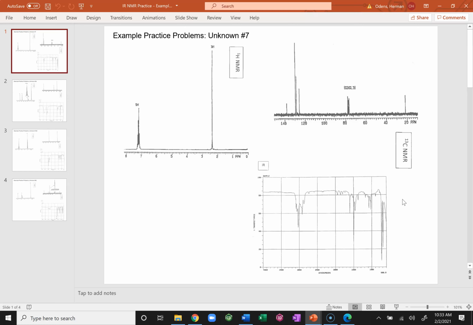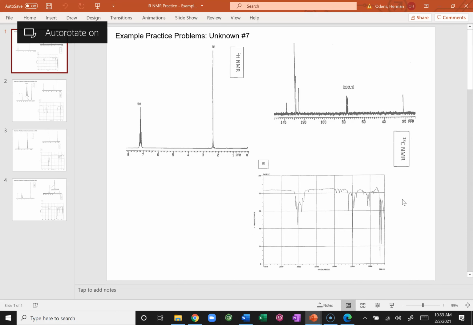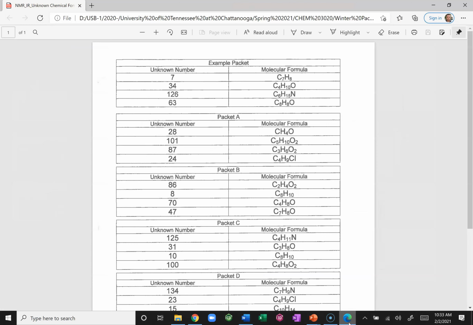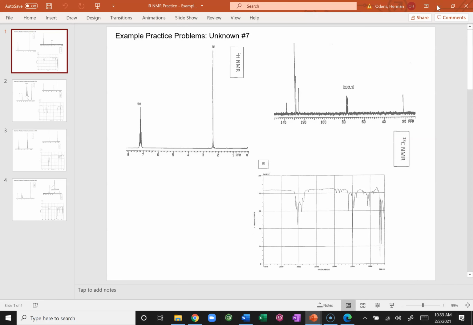Actually, I don't have that here, so I'm going to do it from here. From right here, right? Yes, yeah, the rubric. It's not even the key anymore. All right, so here we go. We said that was what, again? That was C7H8, thank you. So I'm going to write that down. C7H8 is my molecular formula.